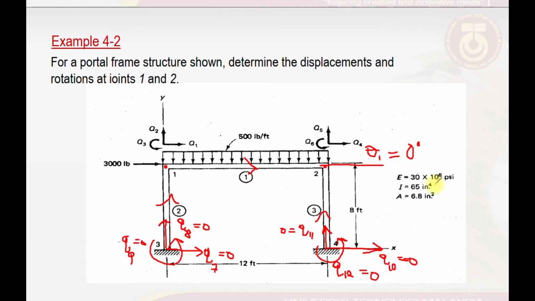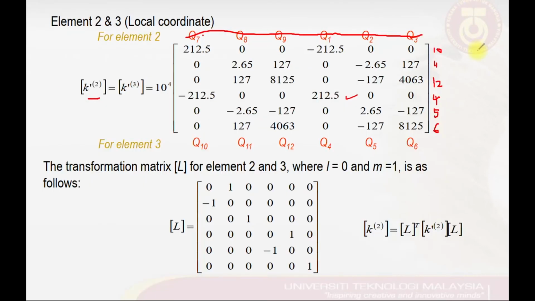For element number 3, however, we have the same situation as element number 2, where at node number 4 we have Q10, 11 and 12, which is equal to 0, which means we have inactive deformation there.